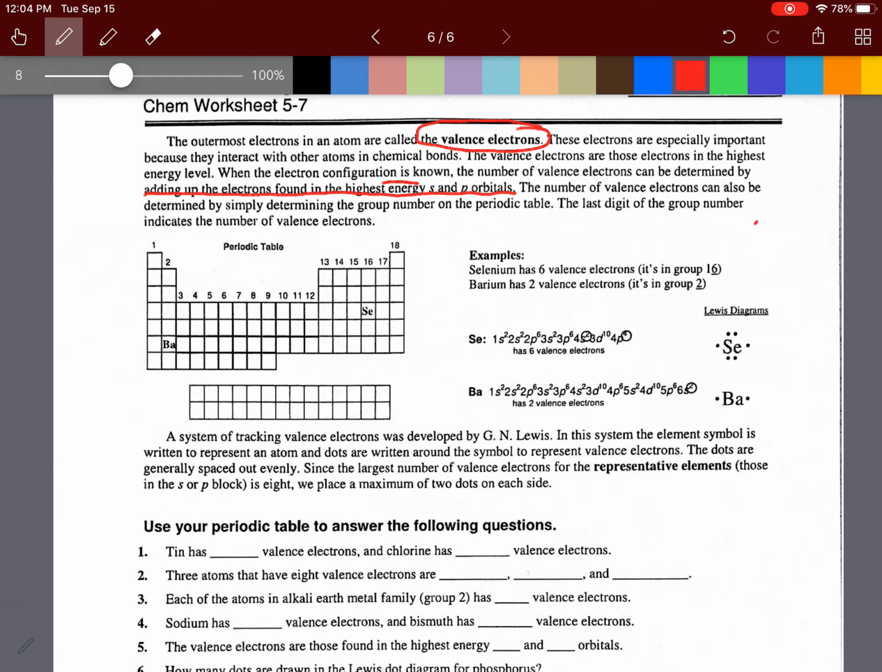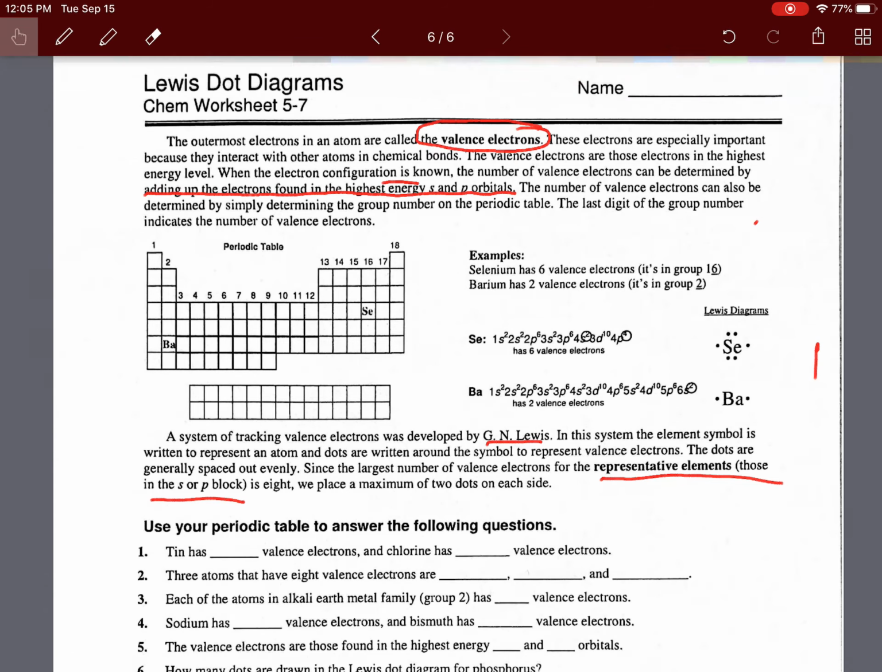It talks about a system of tracking valence electrons developed by G.N. Lewis, which is why it's called the Lewis dot diagram. In this system, the element symbol is written to represent an atom, and dots are written around the symbol to represent the valence electrons. These dots are generally spaced out evenly. Since the largest number of valence electrons for the representative elements, the s and p block elements, is 8, we place a maximum of two dots on each side.